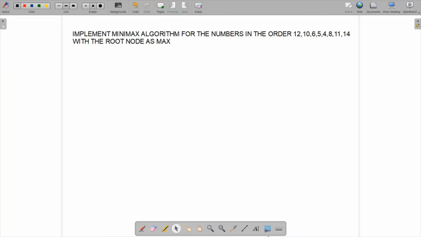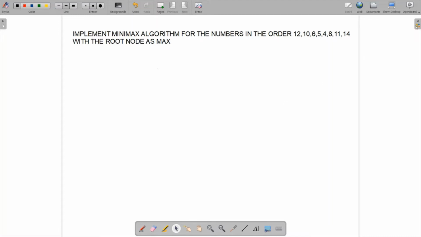Sometimes the 8 numbers are directly given in the form of a tree, or you can get it in this manner also. So you must know to consider either way they give the question. Now let's get started. Currently I have 8 numbers: 12, 10, 6, 5, 4, 8, 11 and 14. If there are 8 numbers, it means that there are 3 levels, since it is 2 to the power of the number of levels, so 8. The last level will be the leaf nodes, that is the numbers.